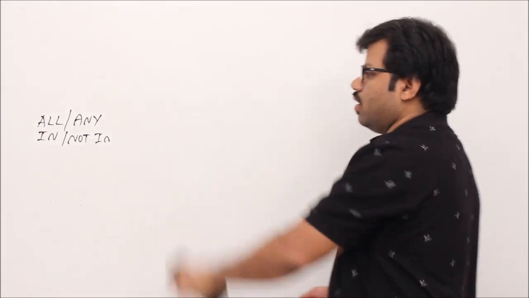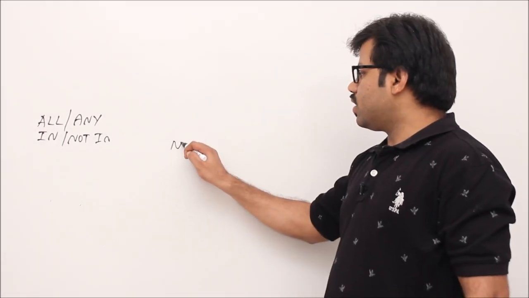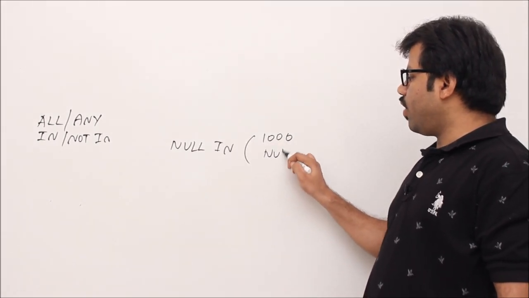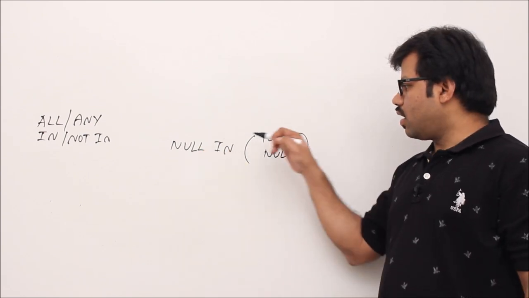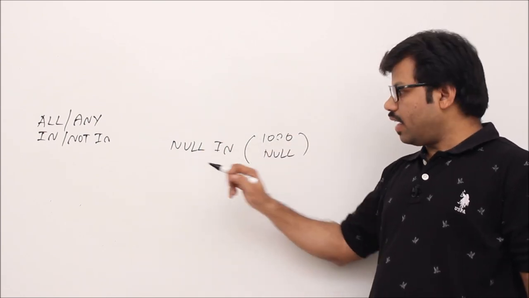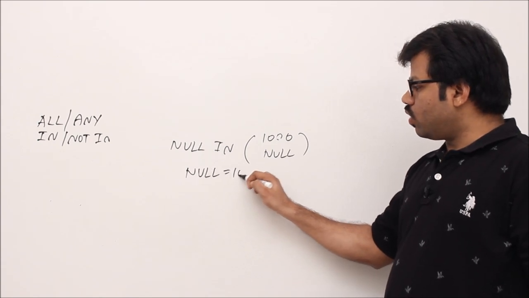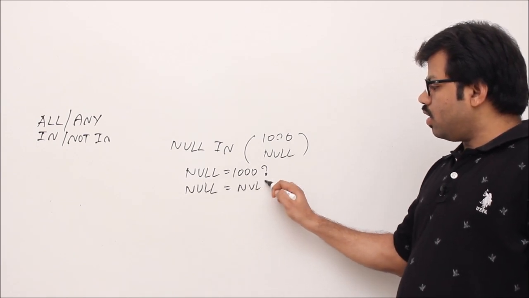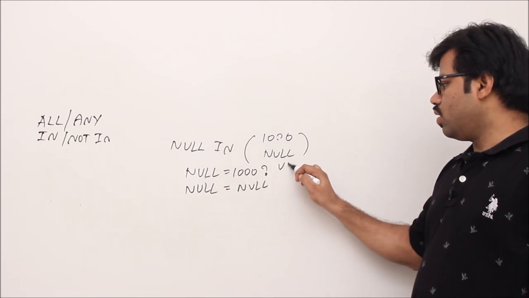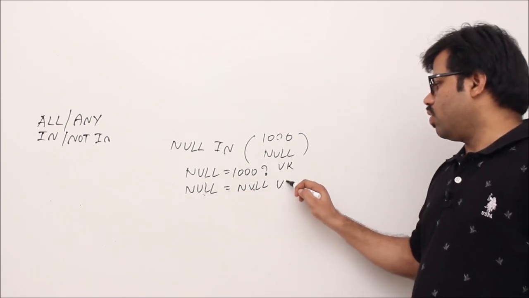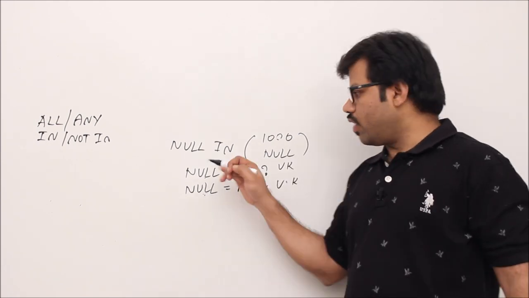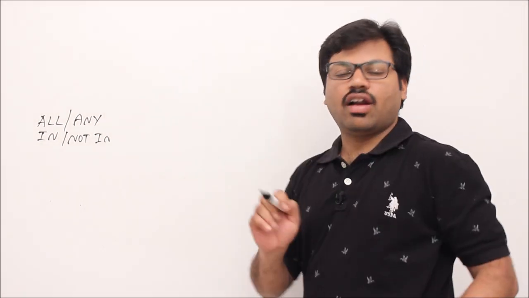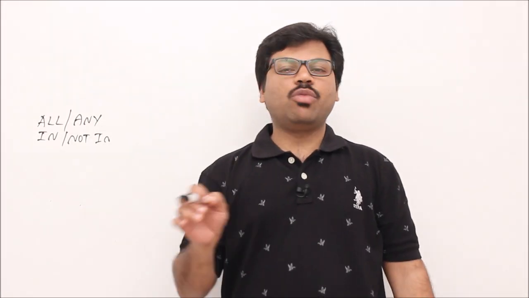So finally, when you have a question like null in thousand comma null, it is evaluated to unknown. So null is not thousand, null is not null. It's like asking: is this null equal to thousand, and is this null equal to null? Is this null equal to thousand? Unknown. Is this null equal to null? Unknown. That's why overall this query will be evaluated to unknown. That is about the in operator. In the same way you can understand not in, there will not be any difference. First of all, think about the in operator.